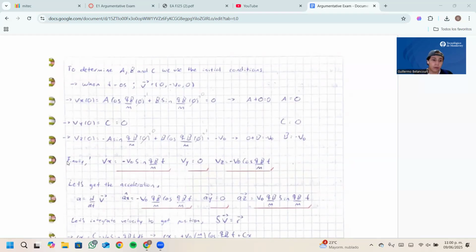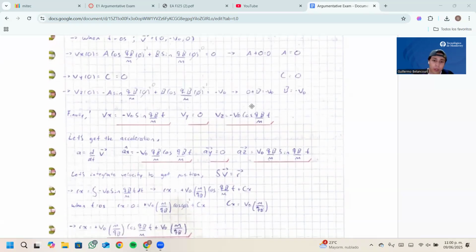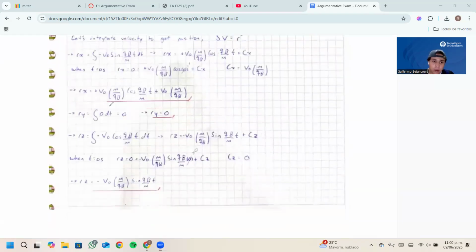Now we can get the acceleration by only making this derivative of velocity. We are left with these three. And now for getting this position vector, we're going to integrate velocity. So we do our process, and these are our final positions on X, Y, and Z.